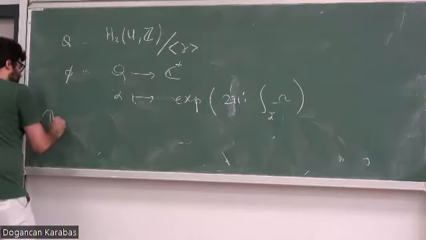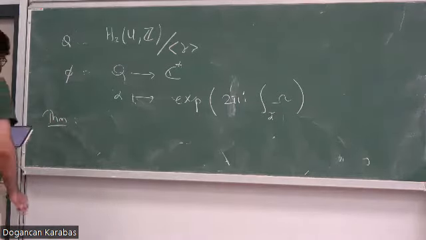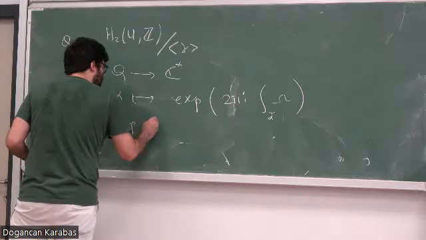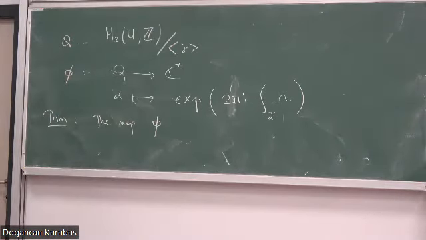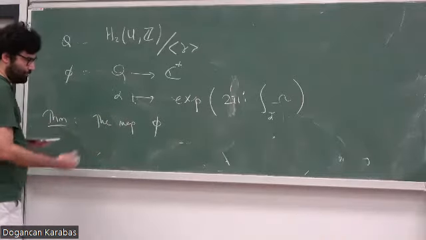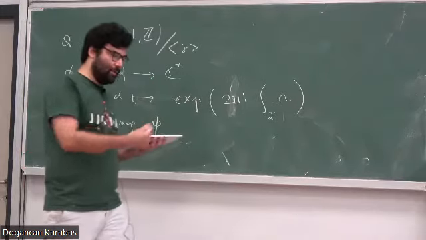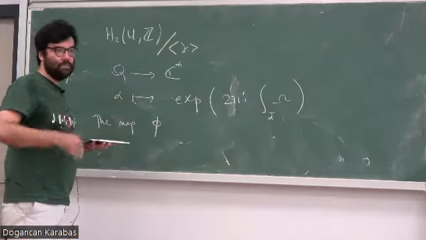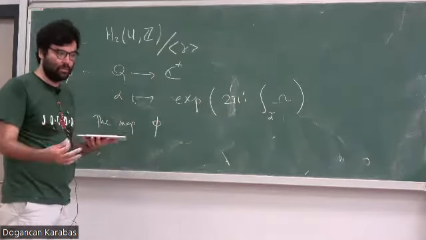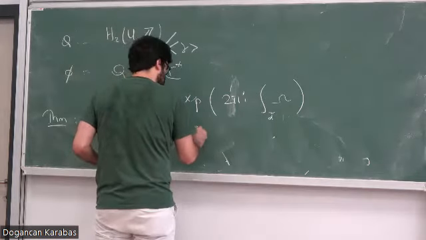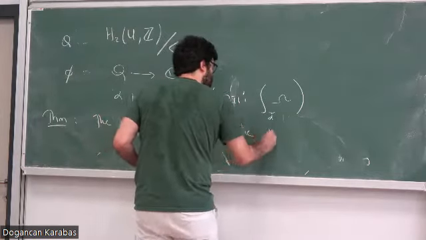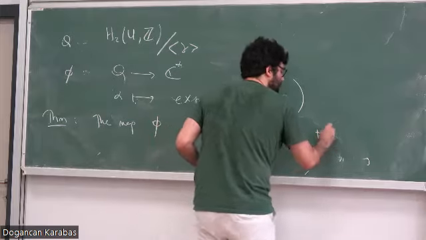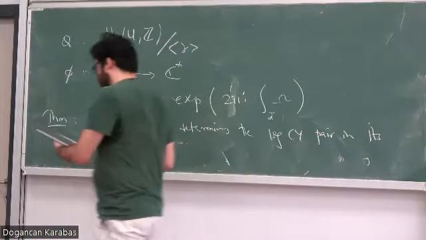And the theorem, the reason why I'm saying something about this at all, is that the map phi is some kind of period map. We know that period maps often describe things: if you have a moduli space of complex structures, by looking at these kinds of integrals over integral chains, you can actually distinguish different points on these moduli spaces. Okay, so the map phi determines the log Calabi-Yau pair in its deformation class.